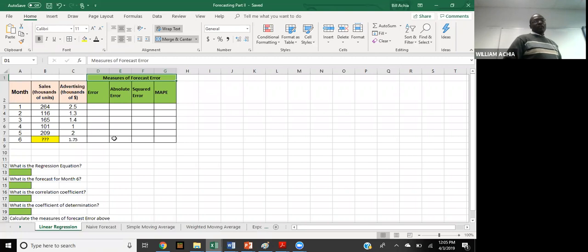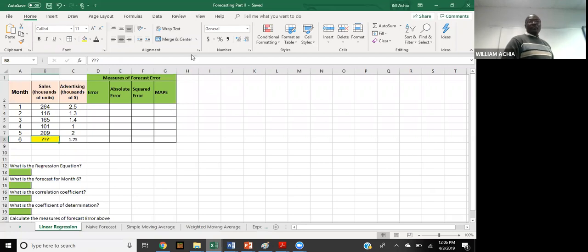In the information given here, we're given information on advertising and also the sales associated with every given level of advertising. Okay. So for example, in month one, they spent $2,500 on advertising and got sales of around 264,000 units of product. With this information, as a forecaster, I would be interested in projecting what if we had a certain level of advertising. In this case, the level of advertising given was $1,750, and we wanted to find out how much sales we can expect with that level of advertising.